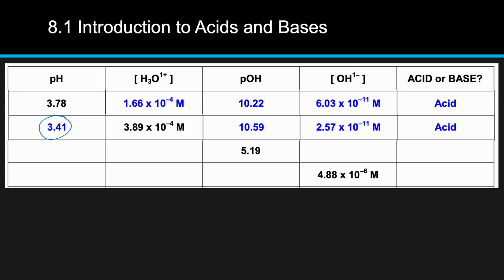Now looking at the third row, we are given pOH. So from there, we can get the concentration of OH minus ions by taking 10 to the negative 5.19. We can also get pH pretty easily by taking 14 and subtracting 5.19. That will give us our pH. And then to solve for a concentration of H plus or H3O plus ions, we're just going to take 10 to the negative whatever you get for pH.